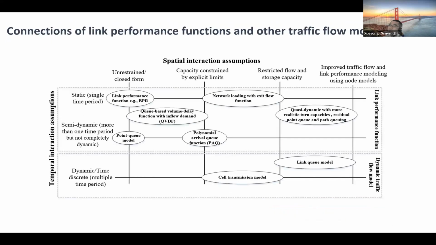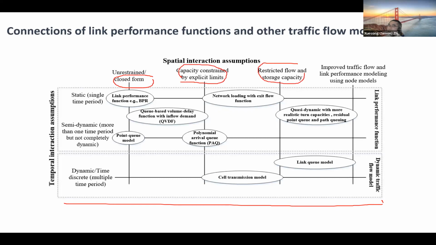I want to just highlight, we are one of the early attempts try to link all these different dimensions together. So in this diagram, we try to show we can have a closed form solution. We have the explicit function of the capacity. We have a restricted storage capacity. We have complex node model, linker model. We can have the static model all the way to the fully dynamic model.